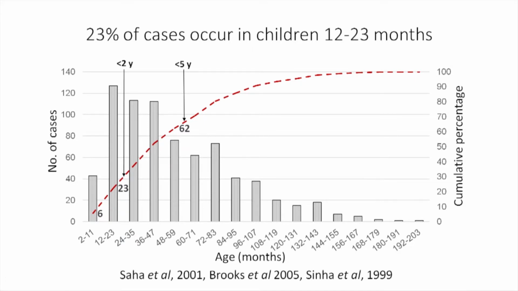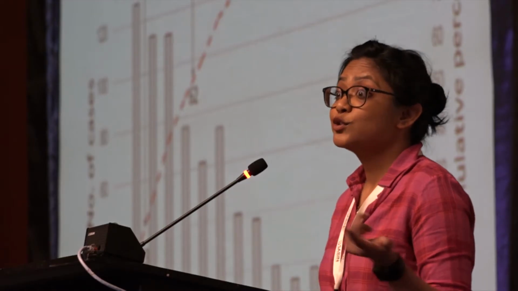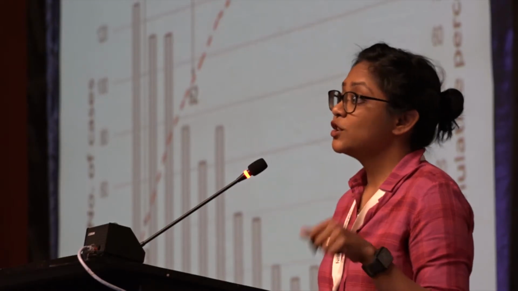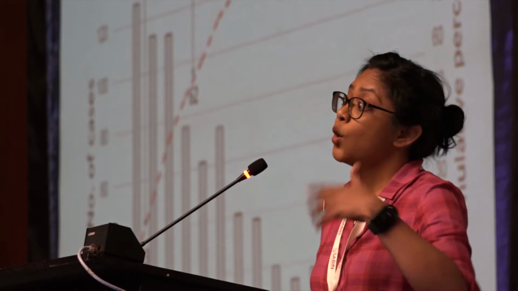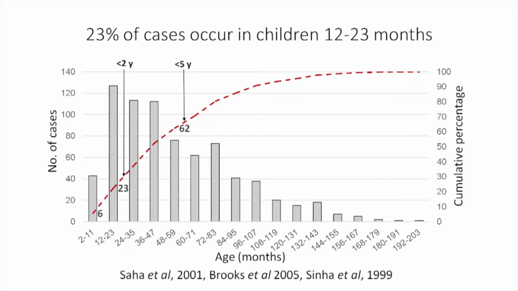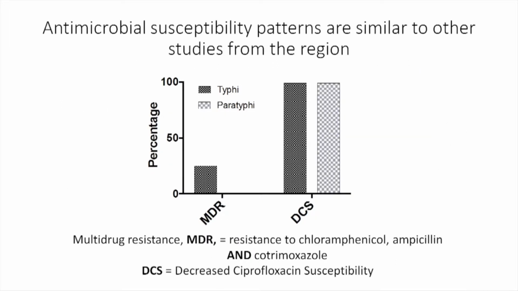We also went on to look at disease patterns of all the isolates that we obtained, and very similar to many other studies from the country and the region, including population-based surveillances, we saw that more than 20% of the cases were coming from children under 2. And as I said before, 62% of the cases were from under 5. We also looked at antibiotic susceptibility patterns. Again, similar to other studies, MDR rates in typhi strains were about 25%, with no MDR paratyphi strains. However, almost every typhi and paratyphi strain shows decreased Cipro susceptibility.